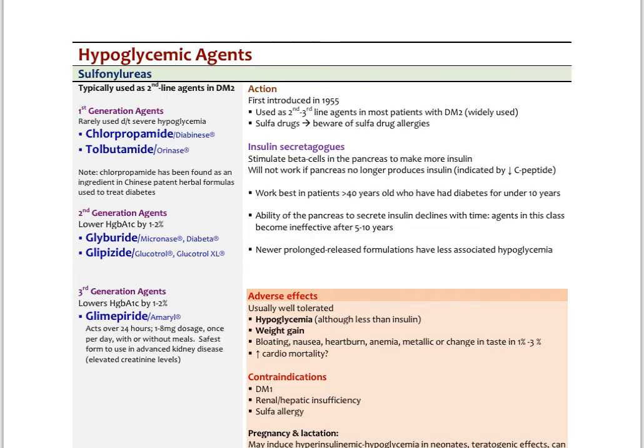So first generation, the tolbutamide, for example. Second generation, the glipizide. And then third generation, the glimepiride or Amaryl. These, you could say, got more specific, more targeted as pharmacologists developed the parent molecule further.